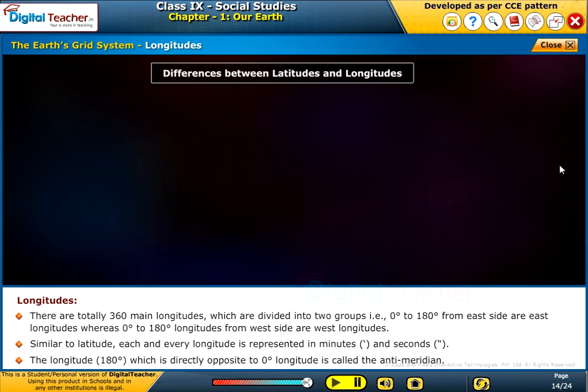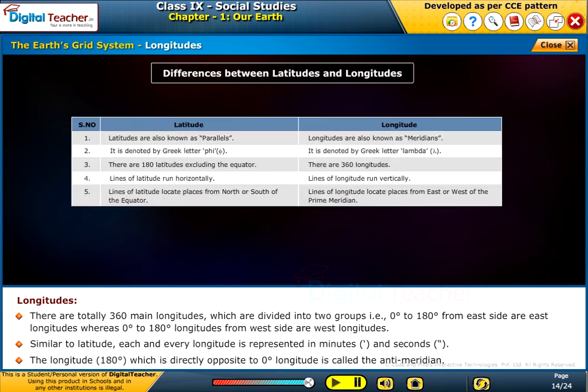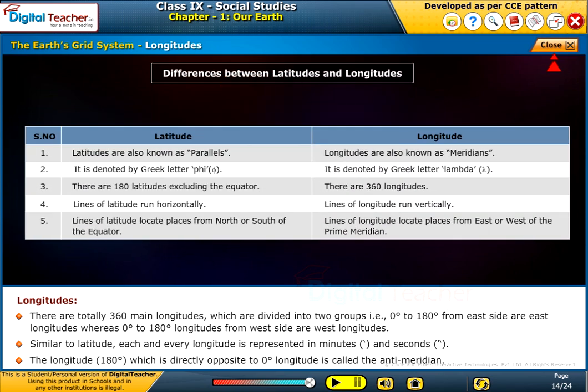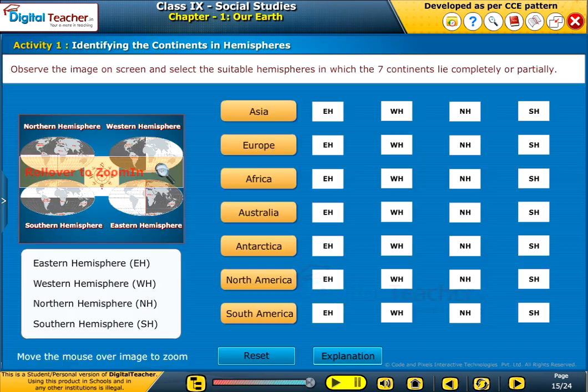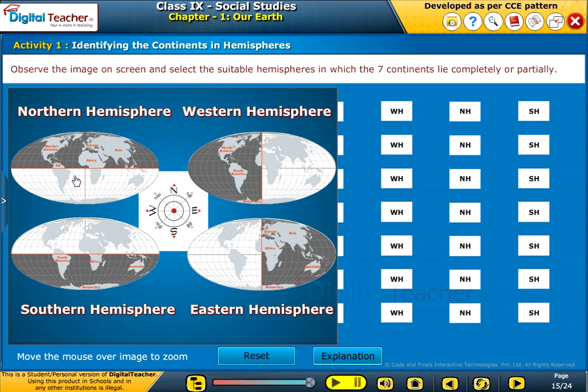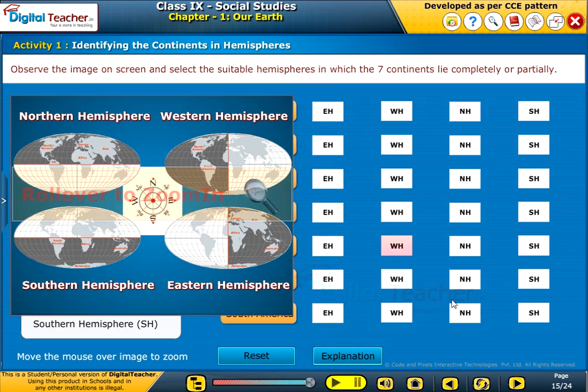Differences between latitudes and longitudes. Now, let us do an activity of identifying the location of continents with respect to the hemispheres. Observe the image on screen and select the suitable hemispheres in which the 7 continents lie completely or partially.